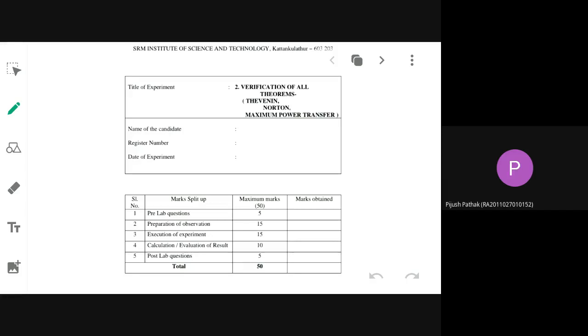Ma'am, we have to add an ammeter also. An ammeter is not necessary actually. If you want, you can connect it. Without an ammeter also you can calculate the current. It will show, no? Yes.